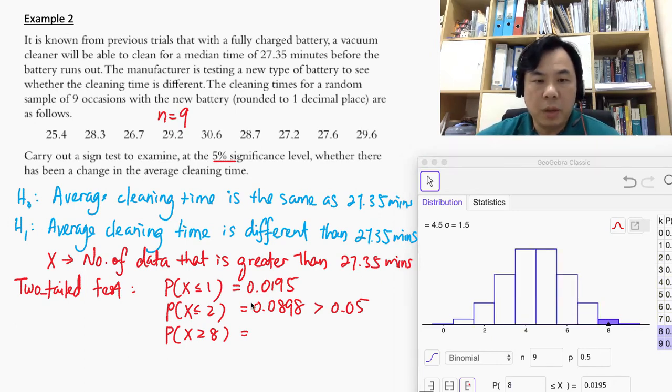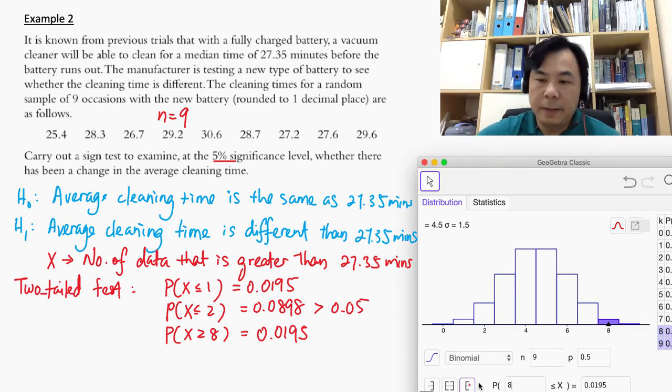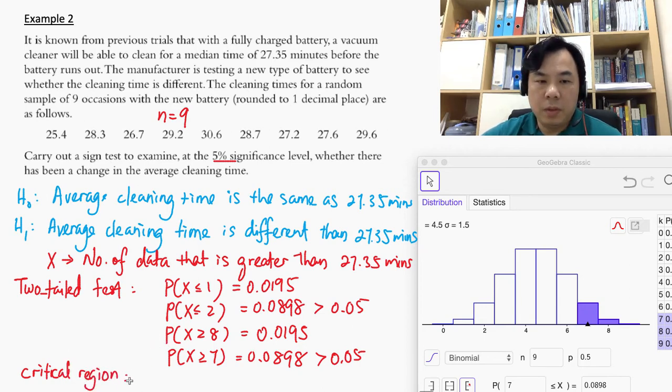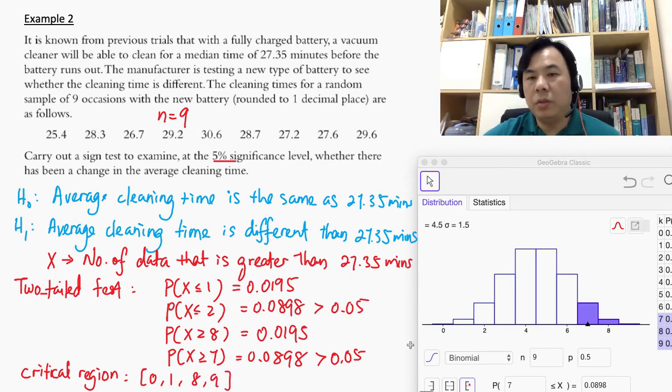So if it's greater than or equal to 8, we have 0.0195, which is still less than 5%. Therefore, you can try 7. P(X greater than or equal to 7) has already exceeded 0.05. Therefore, the critical region will be 0, 1, and 8, 9. So this will be our critical region.